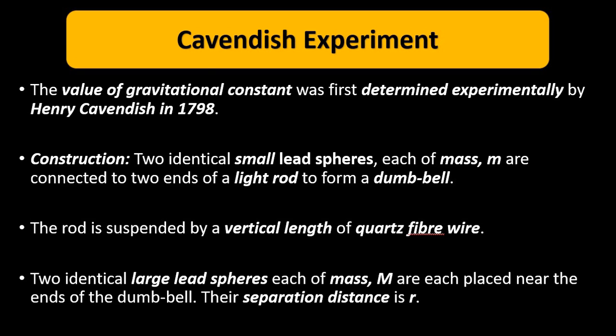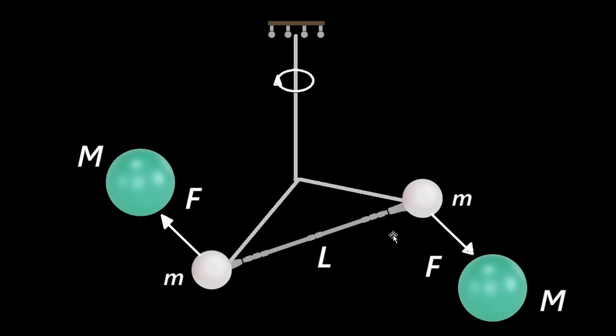In this experiment, he took two small identical lead spheres, each of mass, let's say, small m. He connected them to the two ends of a light straight rod of a fixed length capital L, and he suspended that rod with the help of a vertical quartz fiber wire which is connected to a particular point.